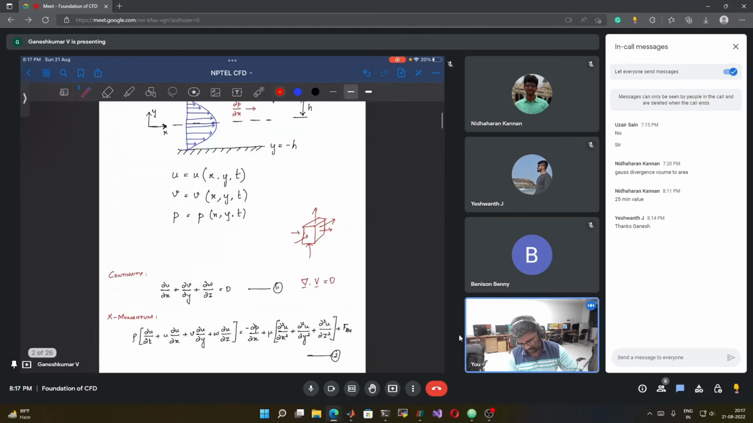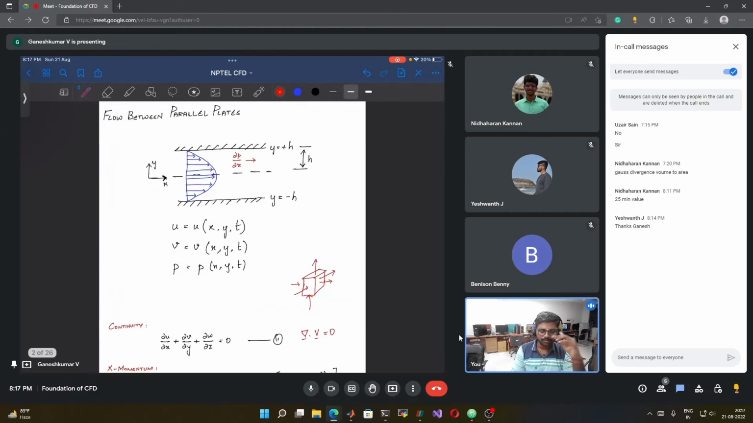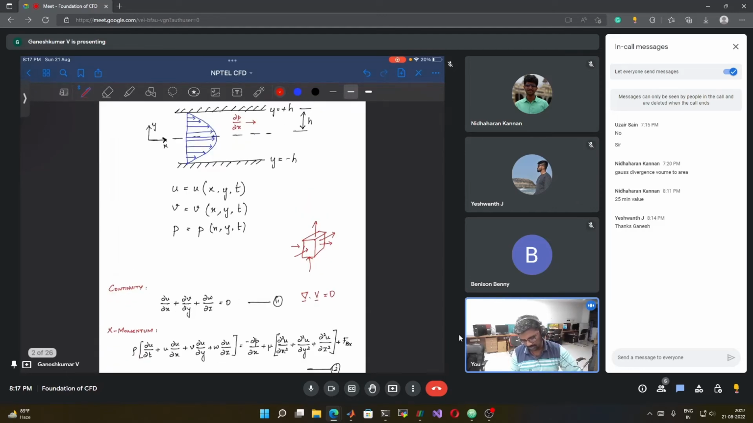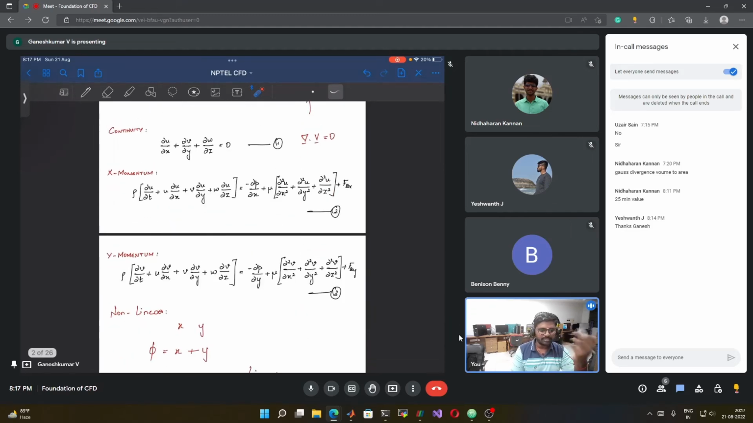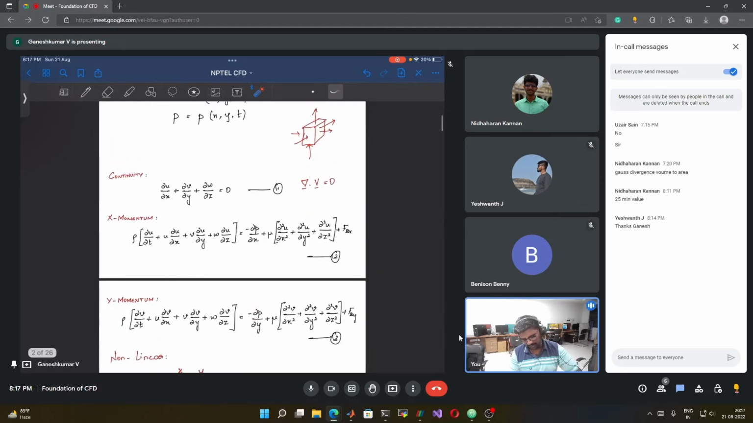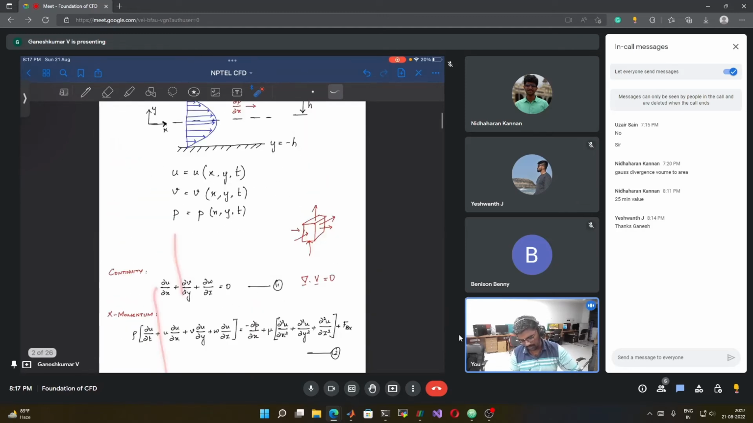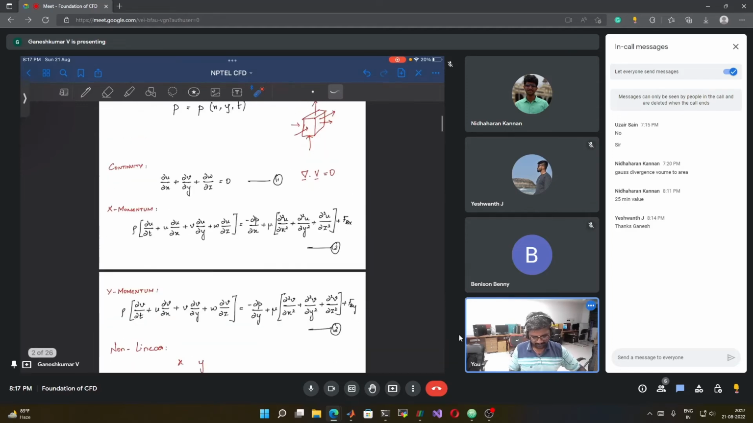So, let's say you want to solve some problem like this, okay? Flow between parallel plates, okay? When you want to solve something like this, you have to have velocities, two velocities in this case because it's a 2D problem, and you are going to have a pressure, okay? So if you want to solve this, it has to satisfy basic equations like conservation equations. There's going to be mass conservation, there's going to be momentum conservation, okay? So you have three equations and you have three unknowns. The system is closed, right? Till now, is this clear?